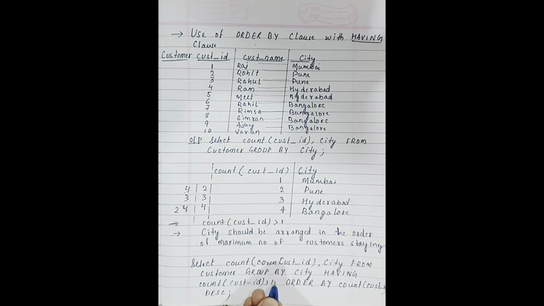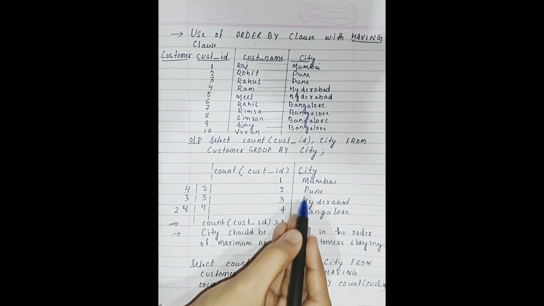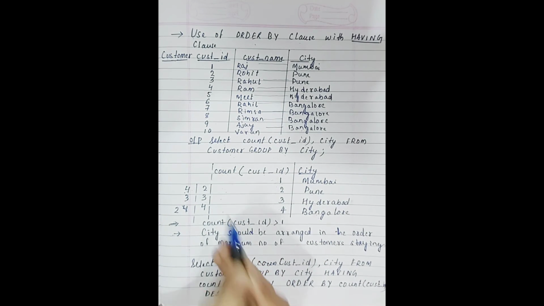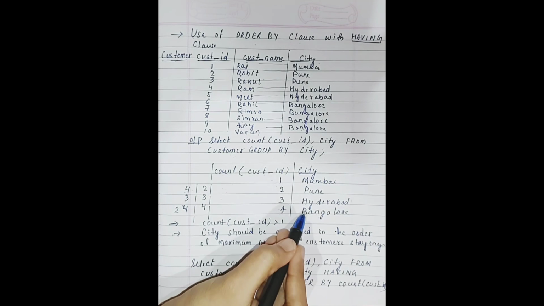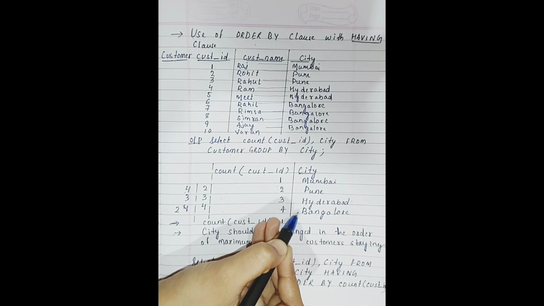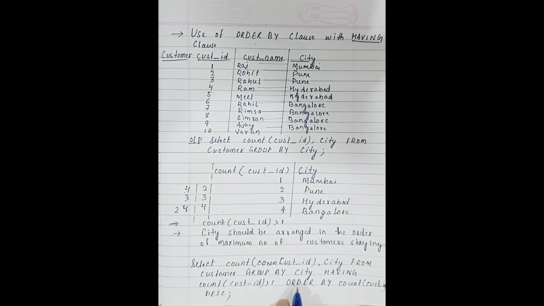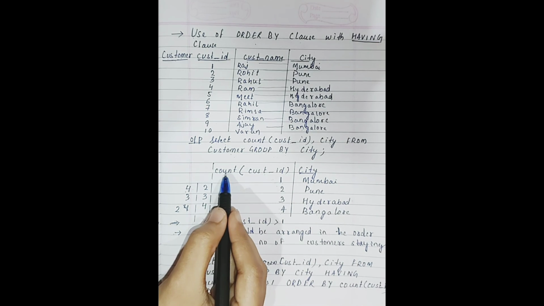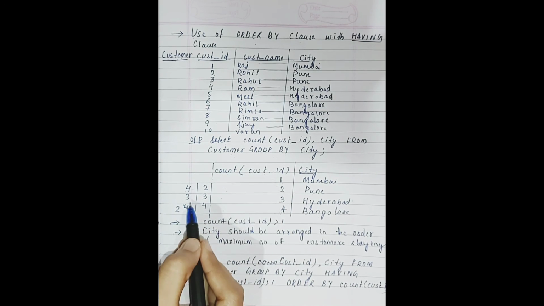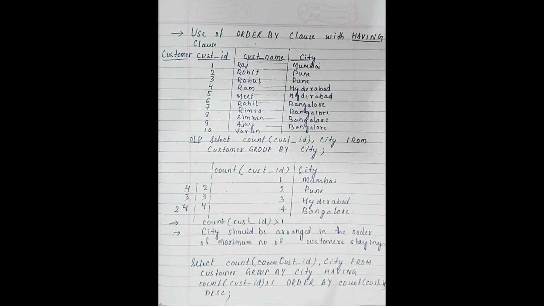So up to this query the output will be 2, 3, 4 and in the city column it will return Pune, Hyderabad and Bangalore. After that we have to sort the remaining cities in descending order so that the city having the maximum number of customers will be displayed first. So we will write order by then count cust ID descending order. So after this whole query the output will be, in the count cust ID column 4, 3, 2 and in the city column Bangalore, Hyderabad, Pune.